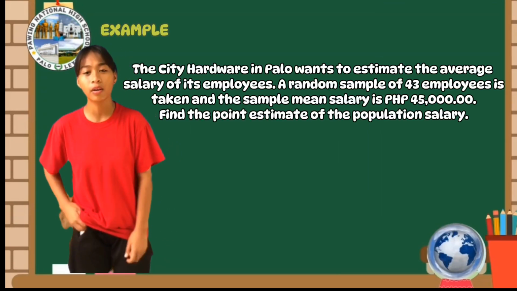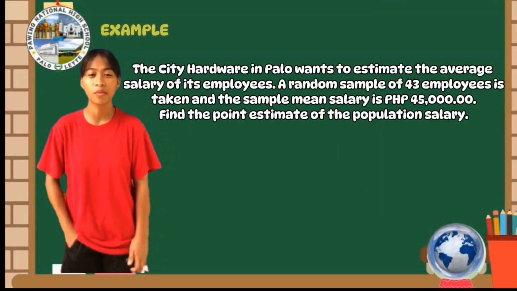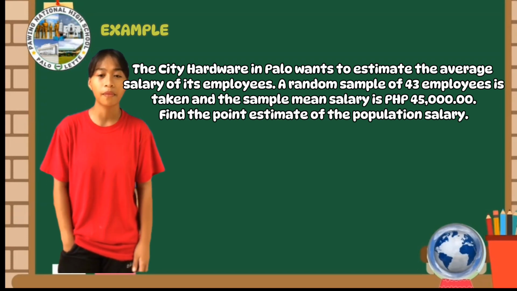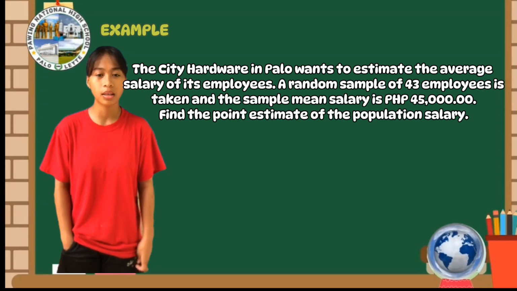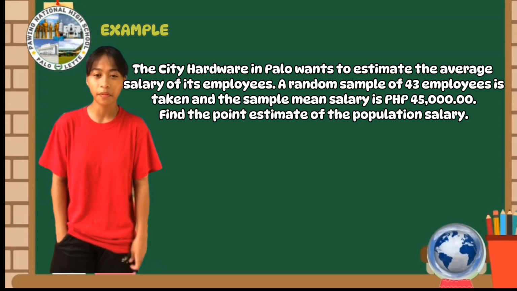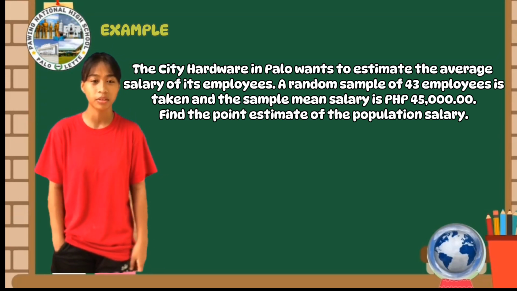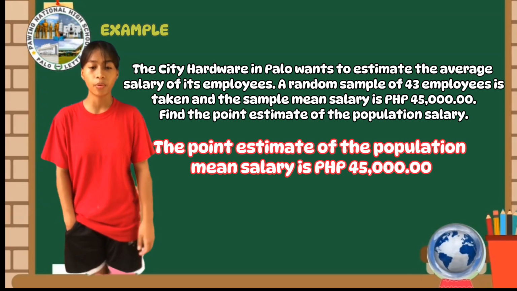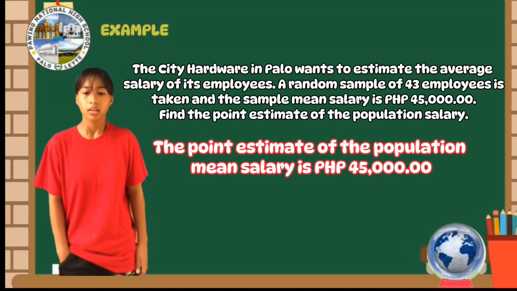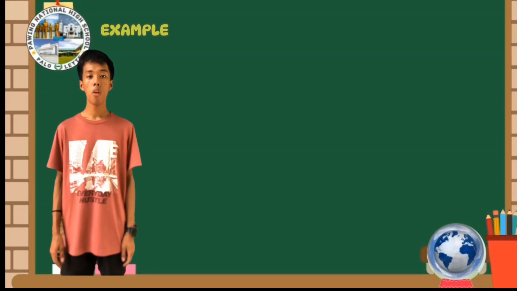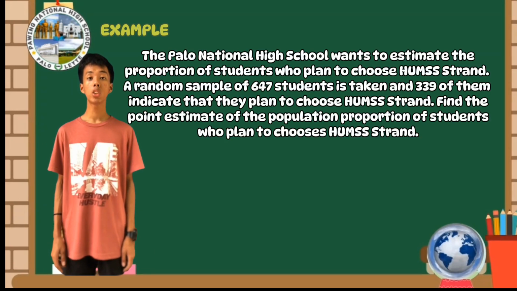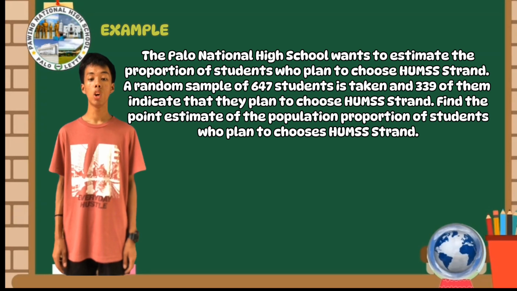City Hire Palo wants to estimate the average salary of its employees. A random sample of 43 employees is taken, and the sample mean salary is 45,000 pesos. Find the point estimate of the population salary. It's obvious that the point estimate of the population mean salary is 45,000 pesos.